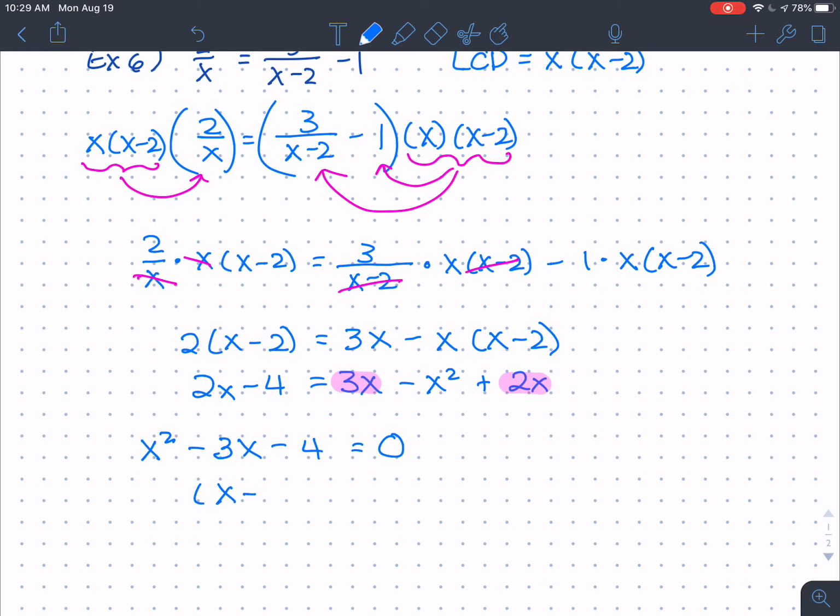And this one, sure enough, will factor into x minus 4 times x plus 1. Set each factor equal to 0, and I get x equals 4 and negative 1.